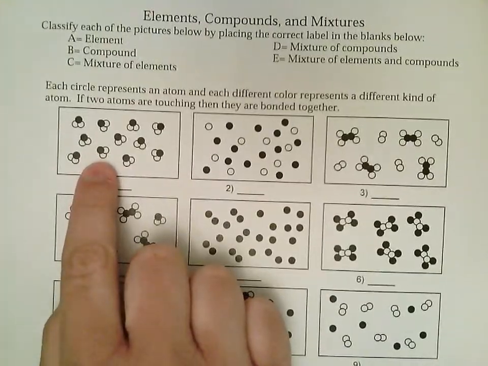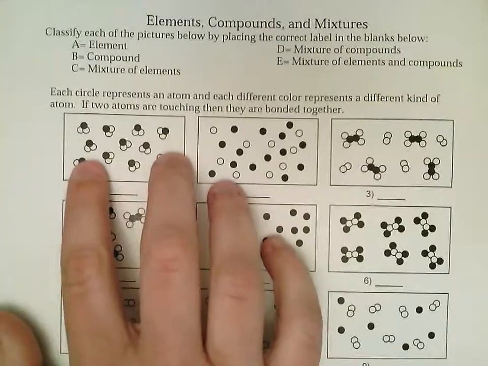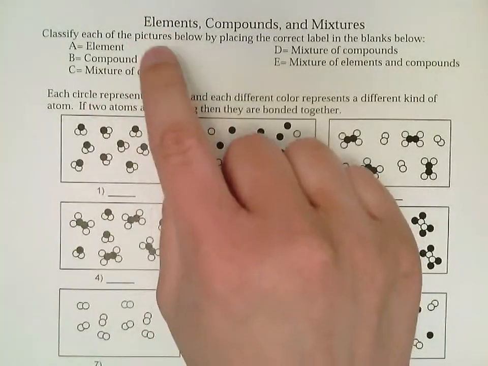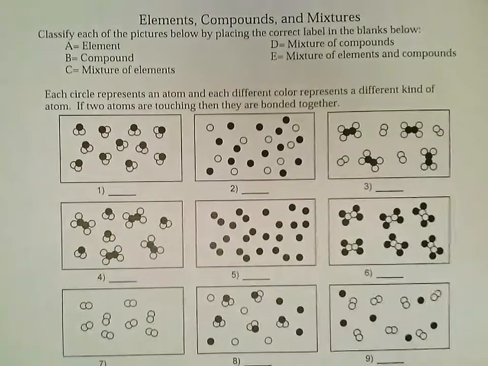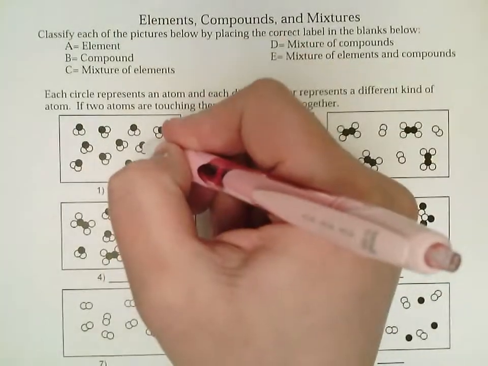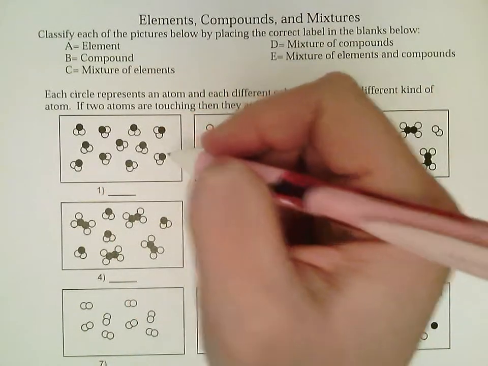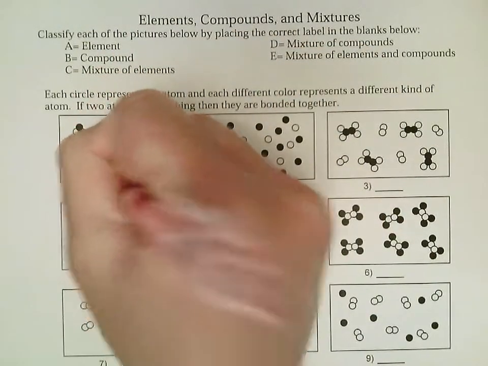So this first one here, all of the things look the same, so it is the same throughout. So I know that I'm going to have either an element or a compound. This is a pure substance. It's only one type of matter. So they have a black and two white ones touching, which means they're chemically combined. So I know that one's going to have to be a compound. So B.